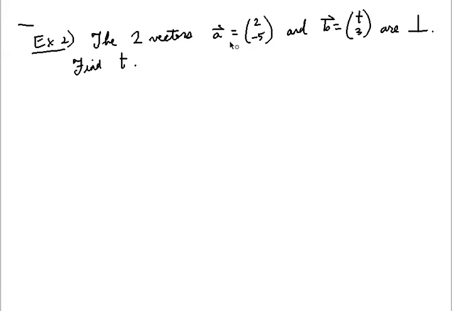The two vectors A and B are perpendicular. This is the symbol for perpendicular. Perpendicular meaning that they are forming a right angle. Okay, find T.